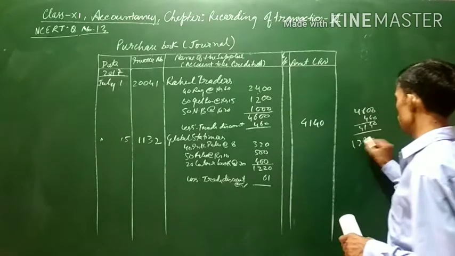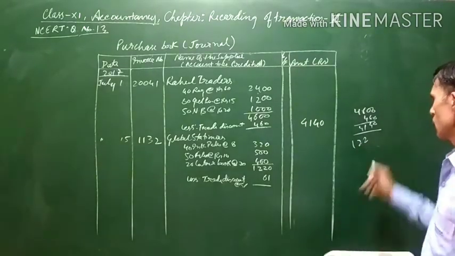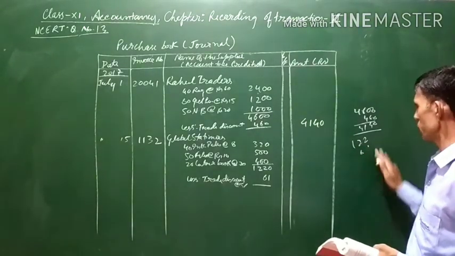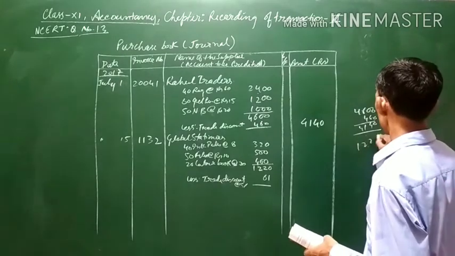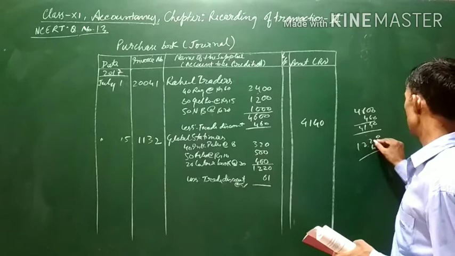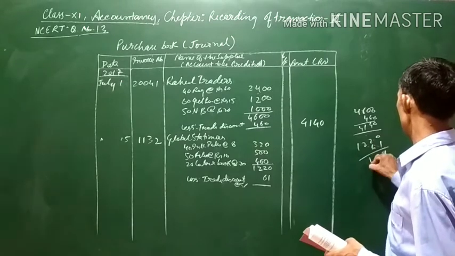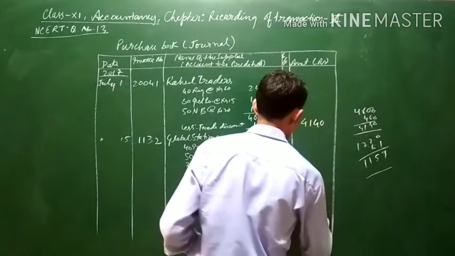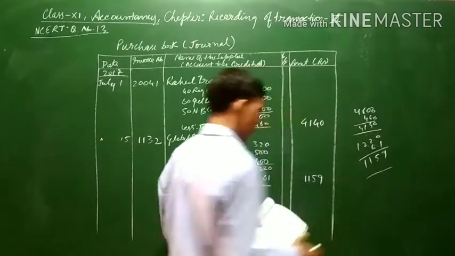Half of 122, this 10% will be 122. Half of this will be 61. 61 will be trade discount. So 1220 minus 61 will come to 1159. 1159 will be the total.